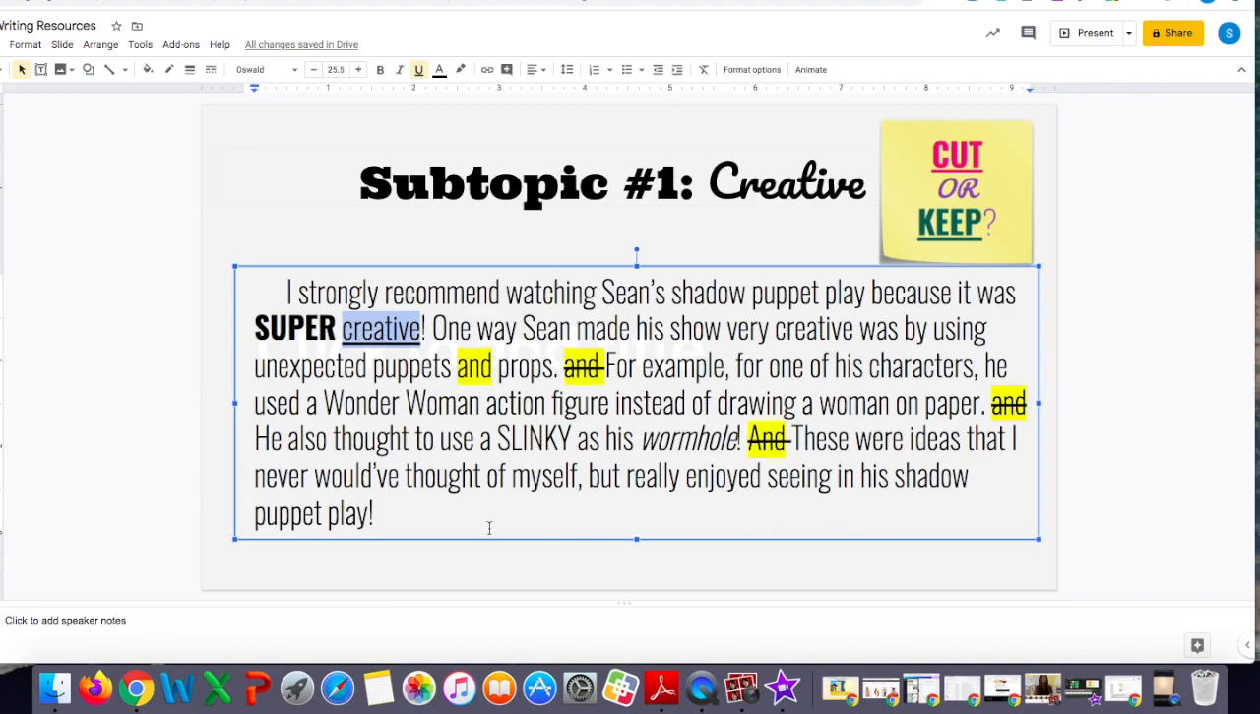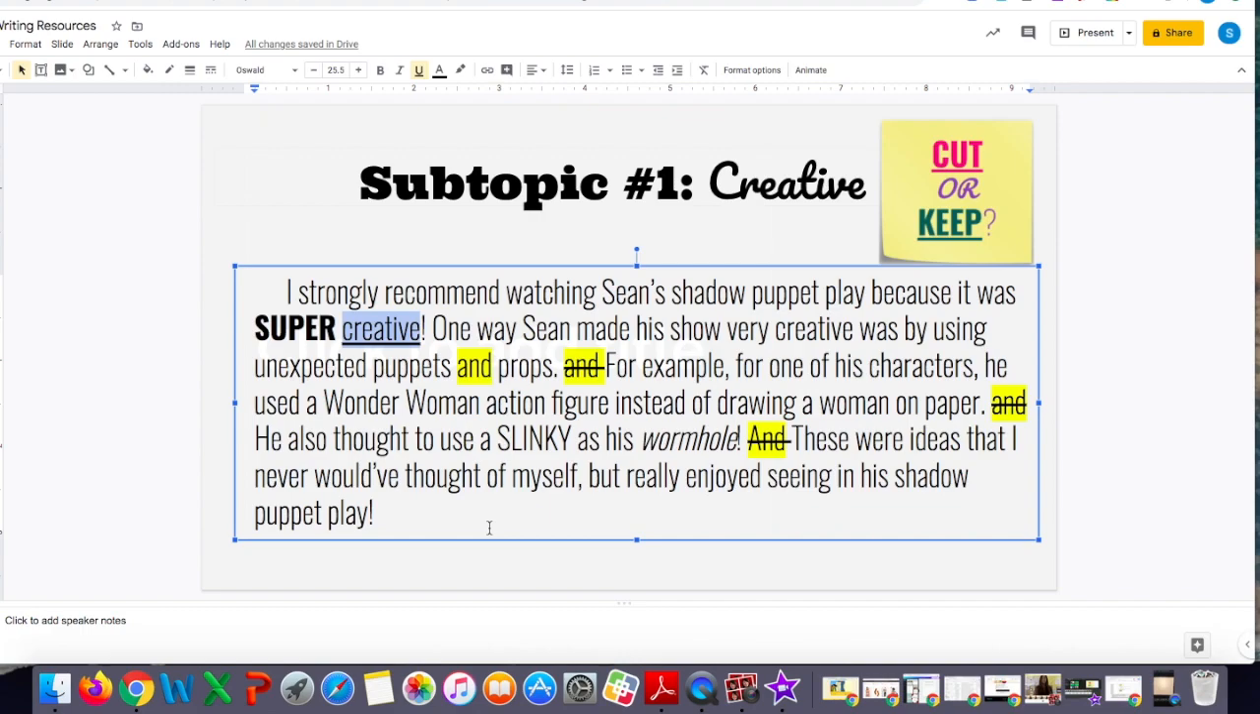One way Sean made his show very creative was by using unexpected puppets and props. For example, for one of his characters, he used a Wonder Woman action figure instead of drawing a woman on paper. He also thought to use a slinky as his wormhole. Check out those craft moves too. These were ideas that I never would have thought of myself, but really enjoyed seeing in his shadow puppet play.